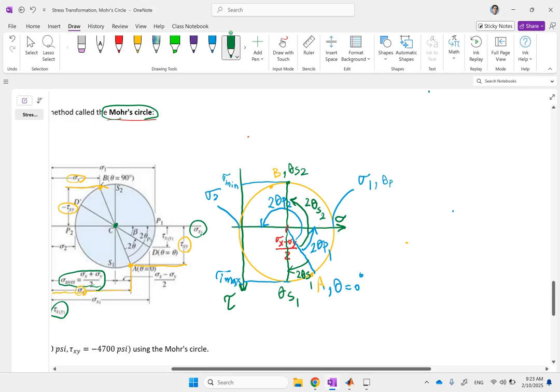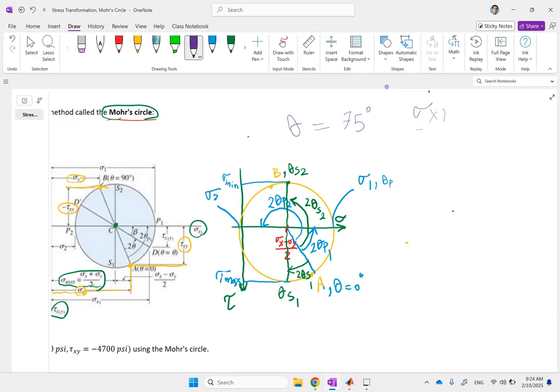Okay, so from here you can find all of those values, and if you want it at any other angle, you can also do that. So for instance, they say at a plane for theta equal something, 75 degrees, what is sigma x1, what is tau x1y1, and what is sigma y, not sigma y1, just those two, right? So say at this plane, how much are those?